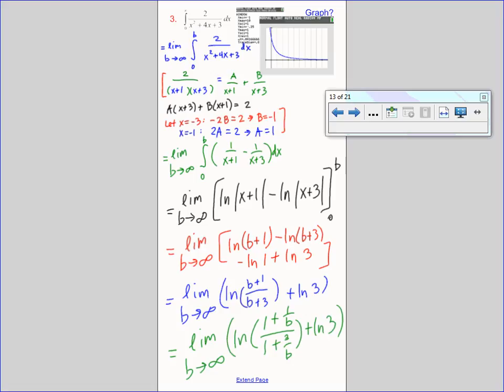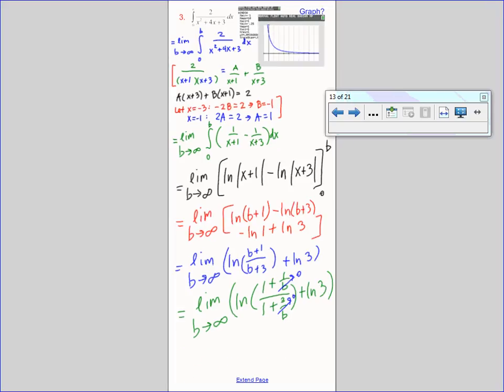Well, Riley just told us that 1 over b, as b goes to infinity, goes to 0. 3 over b goes to 0, which means I get ln of 1. Does ln of 1 exist? Yes. What is ln of 1? Plus ln 3? As b goes to infinity, this expression exists, it converges, and it equals the natural log of 3. No absolute values are needed because we know my input is 3.